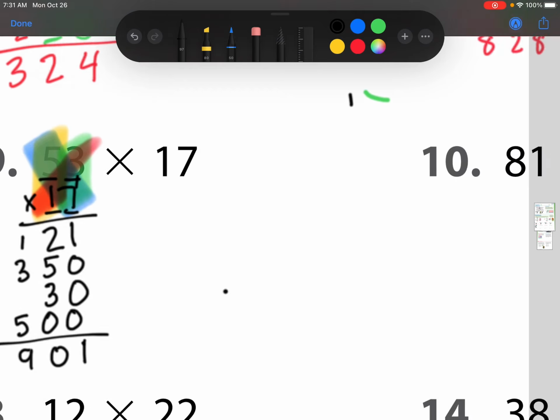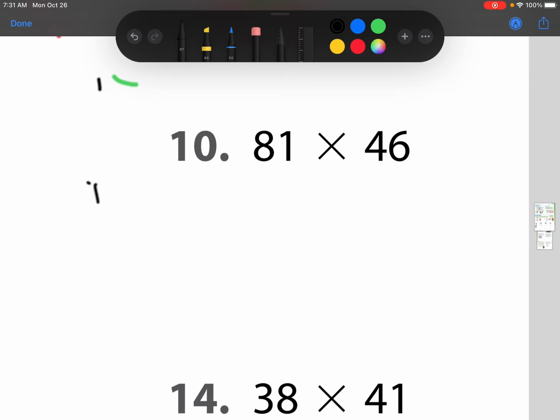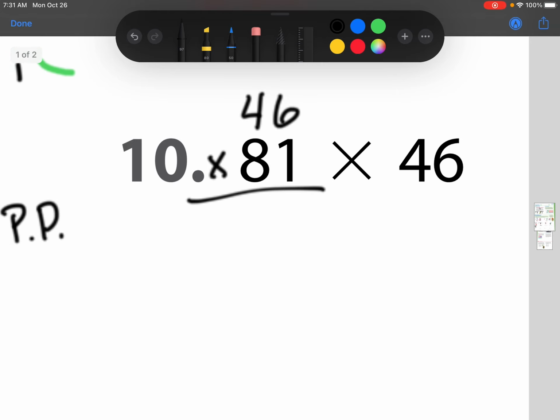So now let's head to number 10. We're going to do partial products for this one as well. And I'm going to remember my commutative property lets me flip it. So I'm going to put the 46 up top because I'll still get that same answer. So now we have 1 times 6 is 6. And we go to our next place value. 1 times 40 is 40.